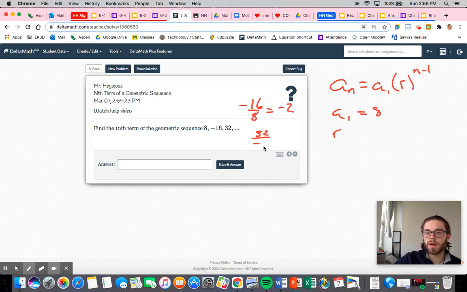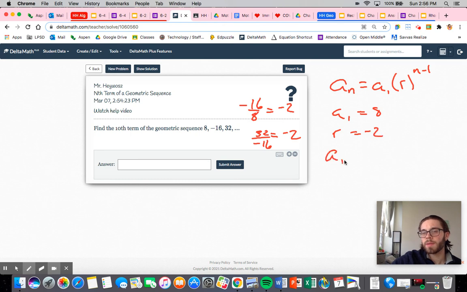32 over 16. And I always want to do 2 just to confirm. This one's pretty straightforward. You can see it's going to be negative 2 pretty quickly. Don't forget, when you have a negative that you multiply repeatedly, it's going to create this jumping pattern where it goes positive, negative, positive, negative, positive, negative. Negative 2.